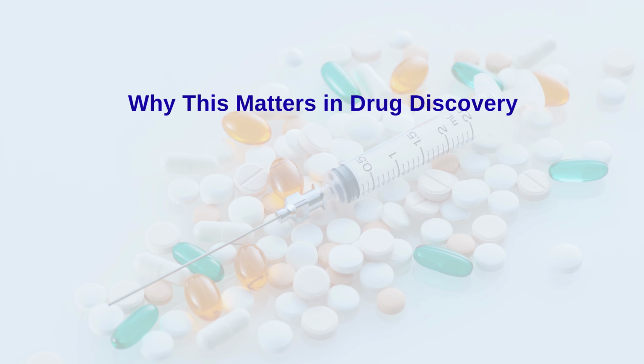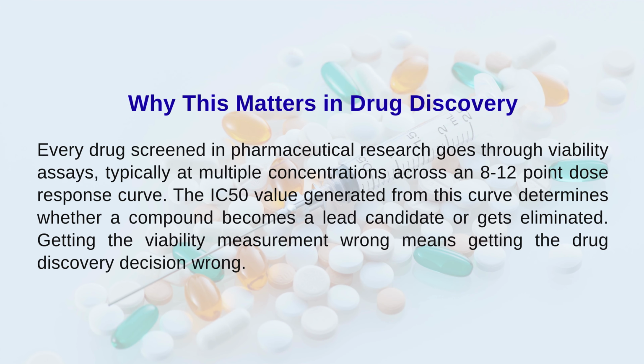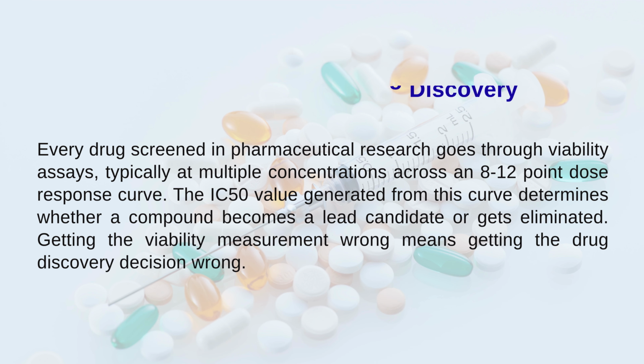Why this matters in drug discovery. Every drug screened in pharmaceutical research goes through viability assays, typically at multiple concentrations across an 8 to 12-point dose-response curve. The IC50 value generated from this curve determines whether a compound becomes a lead candidate or gets eliminated. Getting the viability measurement wrong means getting the drug discovery decision wrong.